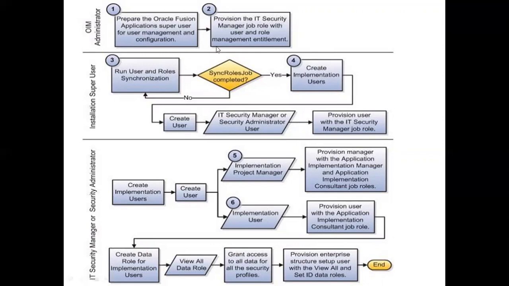In the first two steps, you are preparing the roles. First you create the super user, then you prepare the role of the IT security manager job. Then the third step would be you run the process wherein the user and roles are synchronized, so that you give access and you create another implementation user. Once the user and job role synchronization is completed, then you create the implementation users.